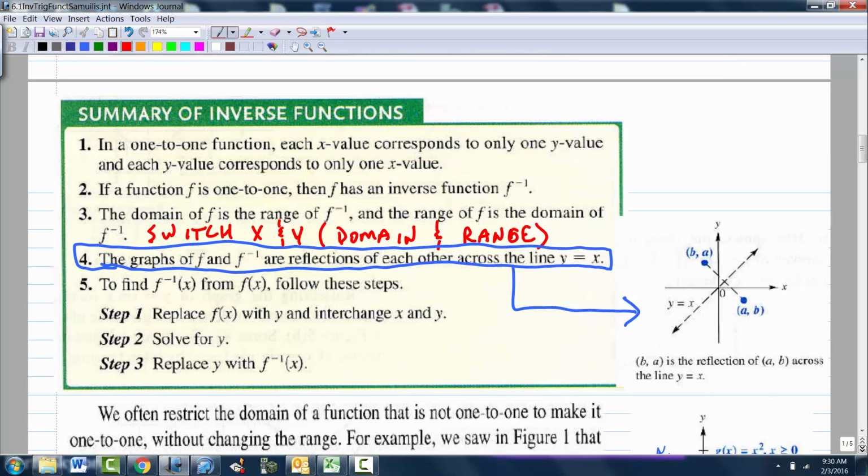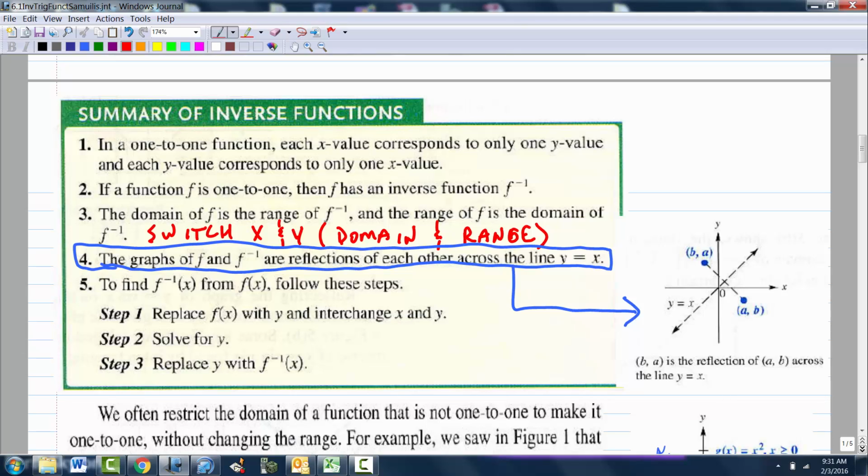In a one-to-one function, each x value corresponds to one and only one y value, and each y value corresponds to only one x. That makes it a function. If a function is one-to-one, then it has an inverse function. The inverse is a function, right? So these are all things that we need to remember. The domain of f is the range of the inverse. Remember that? That's why the other class says domain and range. Anyone? Exchange.